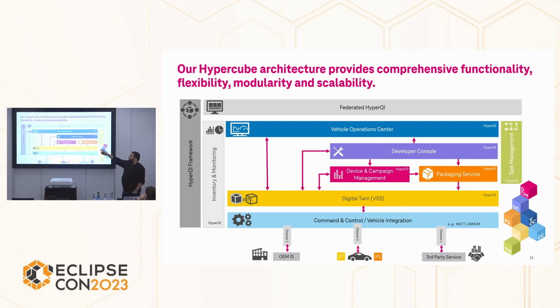On top is Developer Console as release management. And on top of everything is Vehicle Operations Center, kind of a data lake solution where all the data goes in and you can do analysis and visualization. And here is the packaging service doing the zip files, and task management on the right-hand side, responsible for workflows.